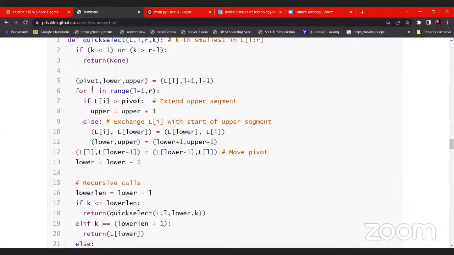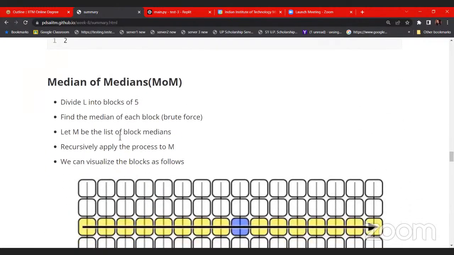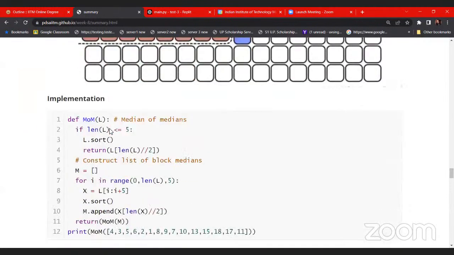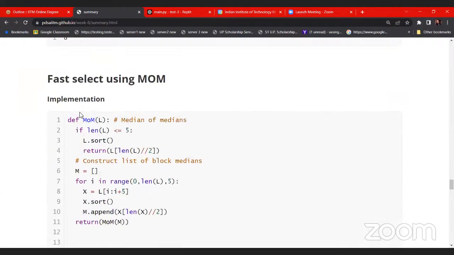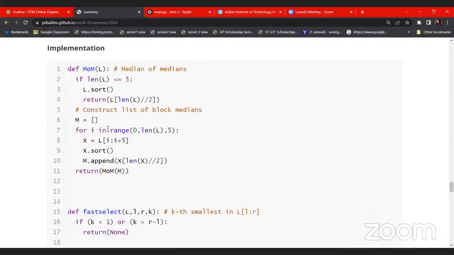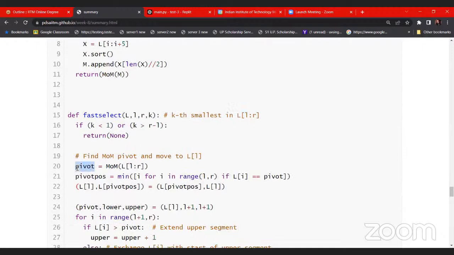So we will replace this pivot selection. Here we are selecting the first element as a pivot, but in the fast select algorithm, this is the MOM algorithm. We are performing this task in order of n time. So this is the fast select using MOM. The change is only that we select the pivot element using the MOM algorithm. This part takes order of n time, but it is separate. It is not coming in any loop.